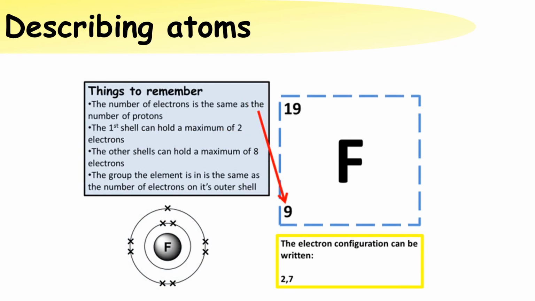Because we know that fluorine has 9 protons, it must have 9 electrons, so we can work out what its electron configuration is. Its first shell can hold 2 electrons, which means that there are 7 electrons to go in the second shell.